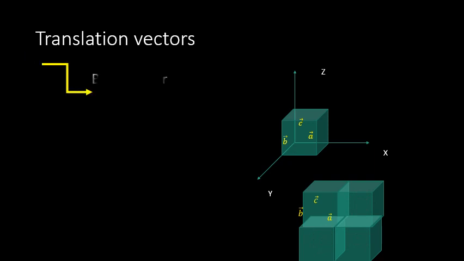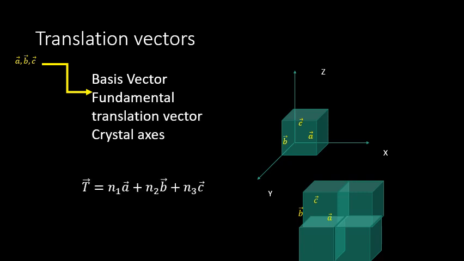The vectors a, b, and c are called the basis vectors, or fundamental translation vectors, or crystal axes. The position of any lattice point can be represented by a vector T, such that T equals n1a plus n2b plus n3c, where n1, n2, n3 are integers, and T is the lattice translation operator.